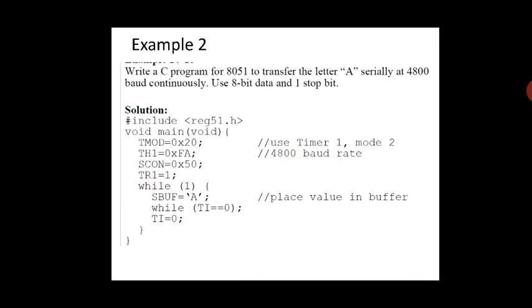Since we need to use mode 2, I hope you can recall which registers we are using. We are using TMOD, again we are using TH1. This is the same as the assembly language program. Apart from assembly language, we are using simple C code. When you are writing with simple C code, which registers are we using? We are using TMOD, TH1, SCON, and SBUF.